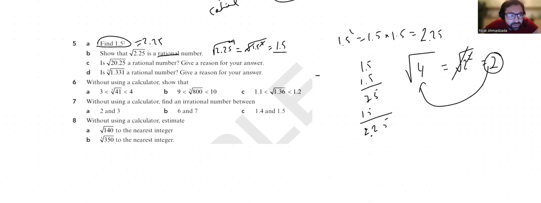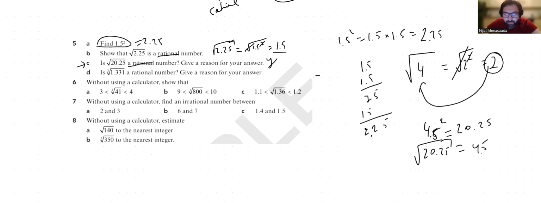Okay, next one. Is 20.25 a rational number? Let's check if there is any rational number whose square is 20.25. I think there is, the number should be 4.5. You already know that the square of 45 is 2025. So the square of 4.5 should be 20.25. That means the square root of 20.25 has to give you 4.5. So this is a rational number. So yes, and we gave a reason here.